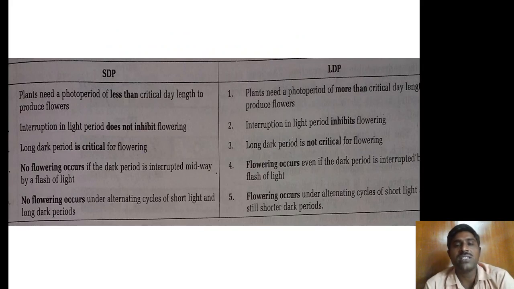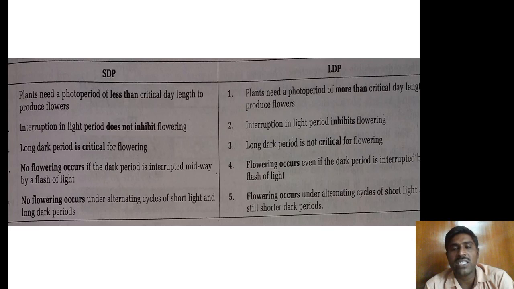Next, in LDPs, interruption in the light period does not inhibit the flowering. But in case of STPs, interruption in the light period inhibits the flowering. Next, a long dark period is critical for flowering in STPs. In LDPs, a long dark period is not critical for flowering; here no flowering occurs if the dark period is interrupted midway by a flash of light.